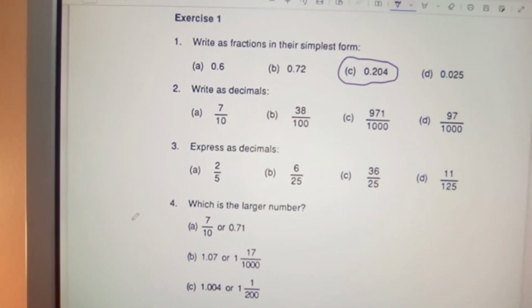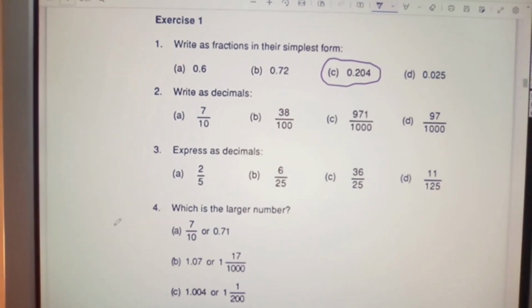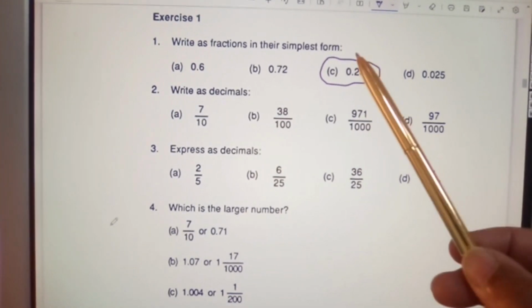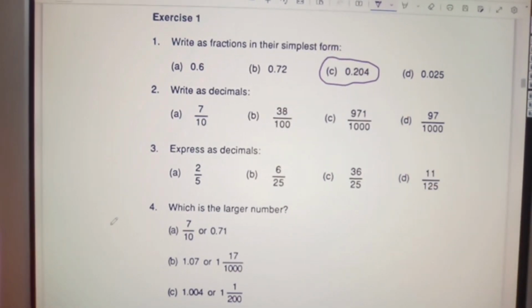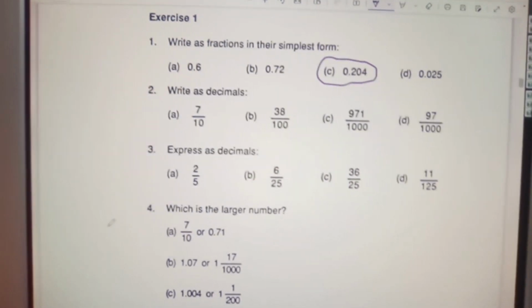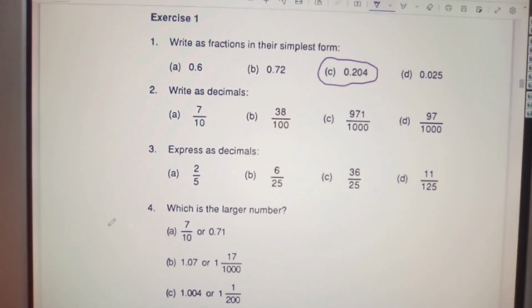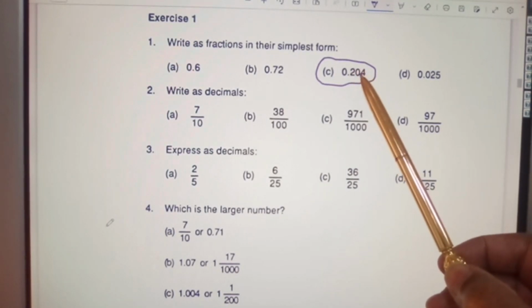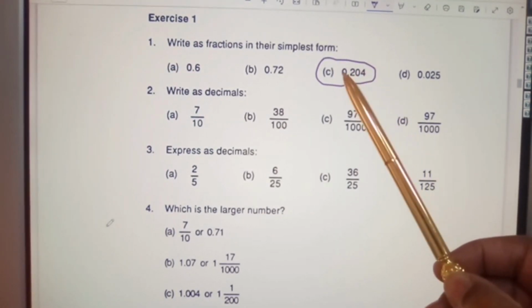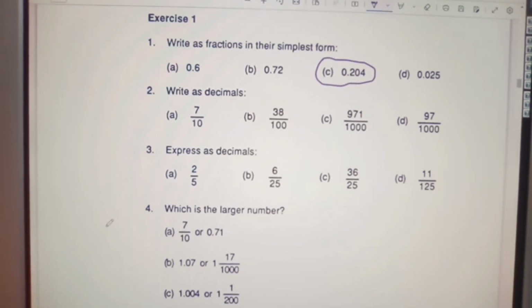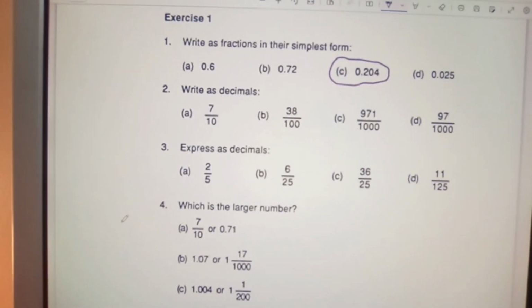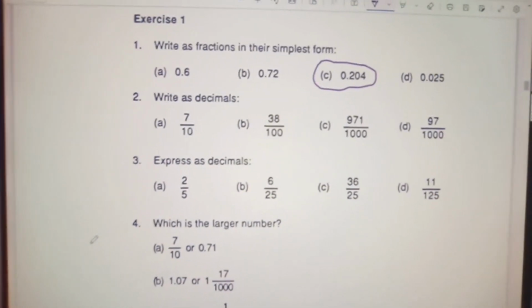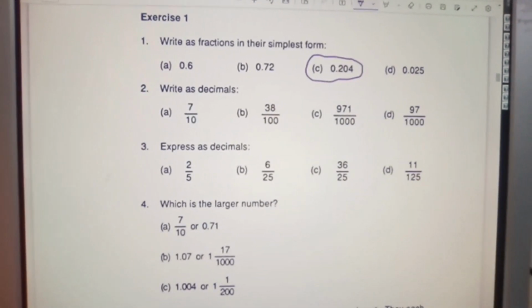Now again, the similar principle is applicable here. We're going to have to use 1,000 now. So it's going to be 0.204 over 1,000. And again, the reason for that is as we move the decimal point 1, 2, 3 places to the right, then we must add the number of noughts that is equivalent to those number of places the decimal point has moved. So let's have a look now.